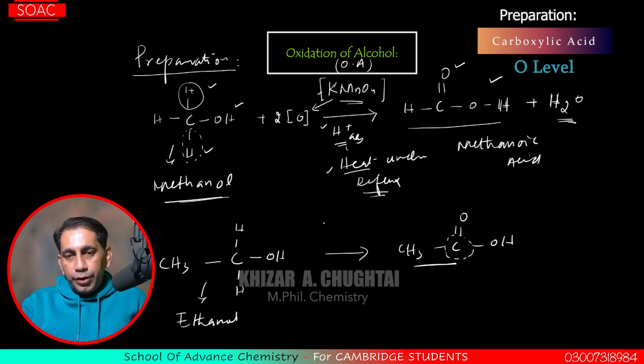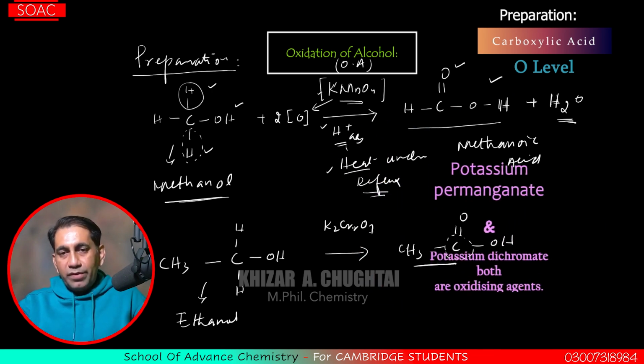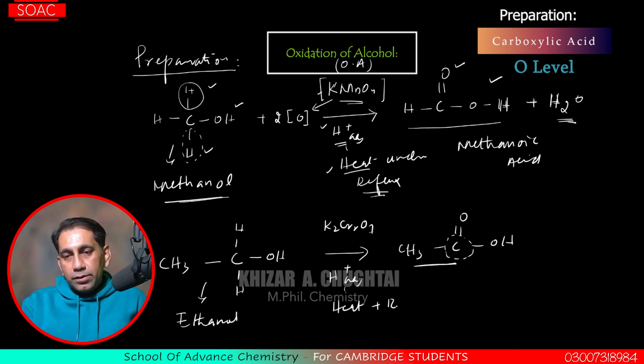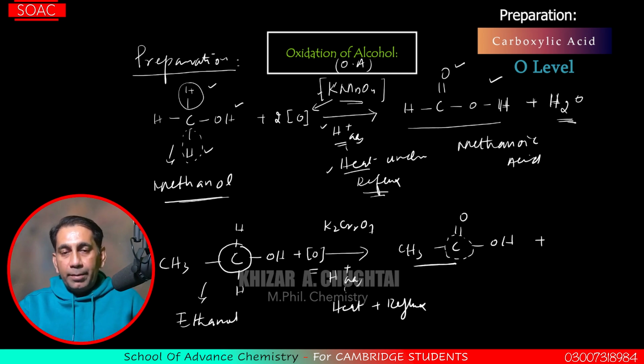And again, in the presence of K2Cr2O7, we can use K2Cr2O7 as well, in the presence of aqueous acid and heat under reflux. So it reacts with oxygen. Again, I'm going to write the atomic oxygen, one oxygen within the bracket, and there is a formation of ethanoic acid. This carbon will be under attack, under chemical change.